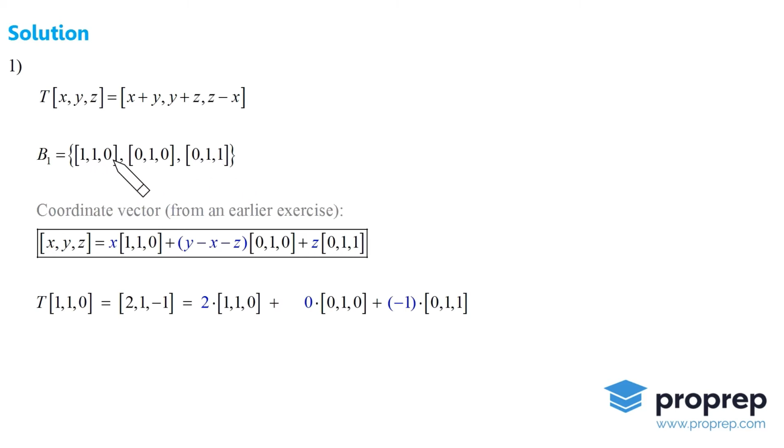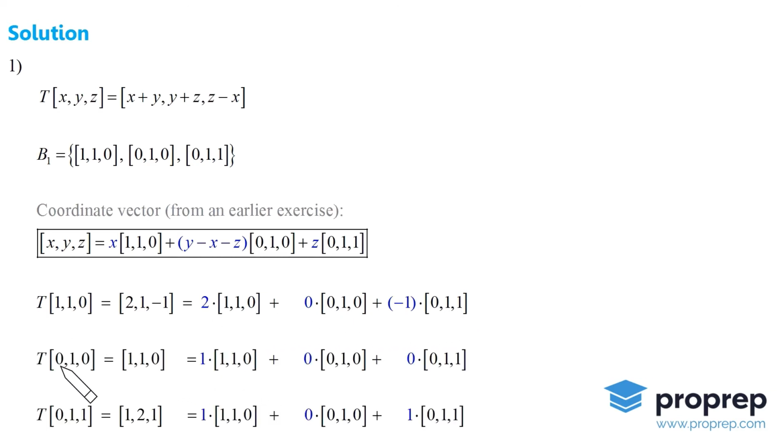Let's start with the first, 1, 1, 0. We apply T to it, and using the formula, x plus y would be 2, y plus z is 1, z minus x is 0 minus 1. And then we use this formula, where this is x, y, z, and we plug them into here, here, and here, and what we get is this.